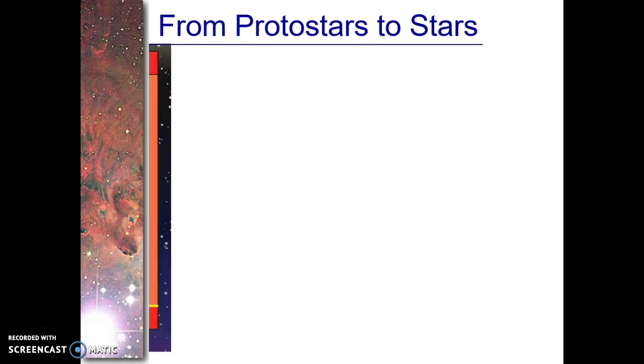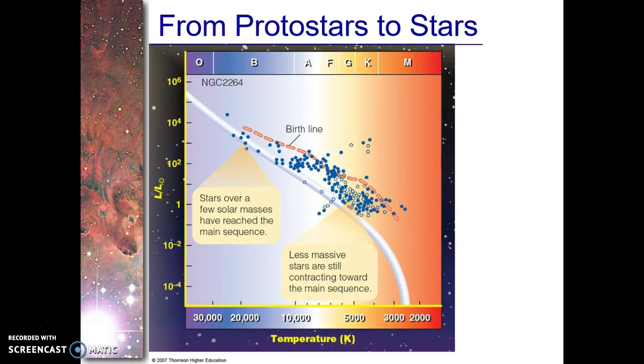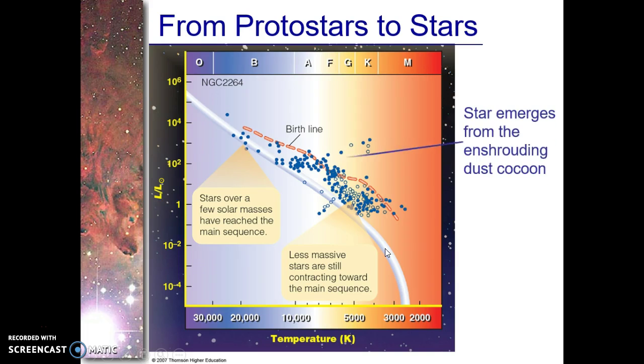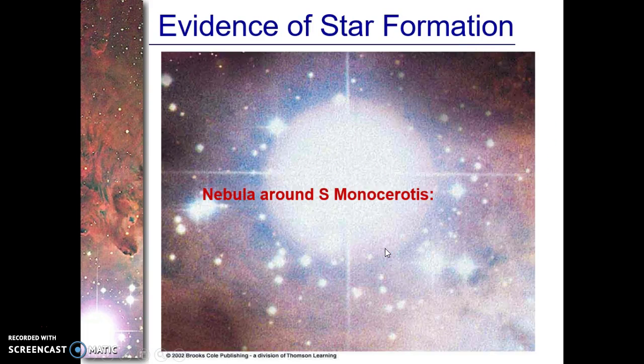So from protostars to stars, what happens here? We have our birth line, which is where all your protostars are going to start, and as it sheds its cloud, it's going to come over here to the main sequence. Stars over a few solar masses will reach the main sequence up here, and the less massive stars will continue to contract and contract until they shed their dust, and they get a little bit more massive, and they make it to the main sequence here.